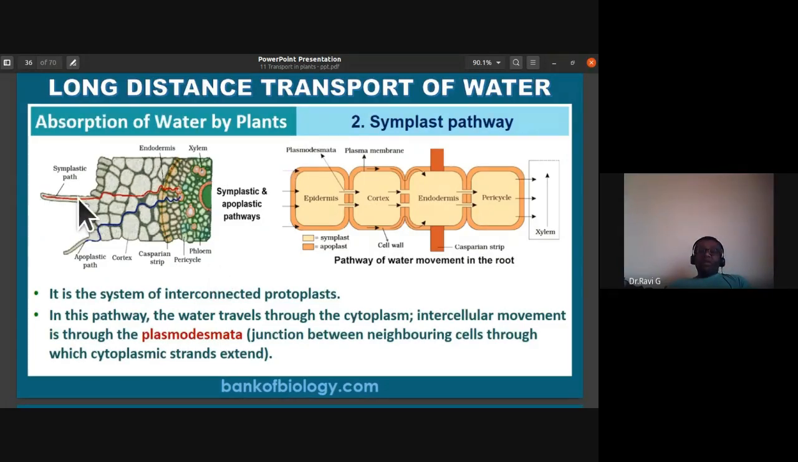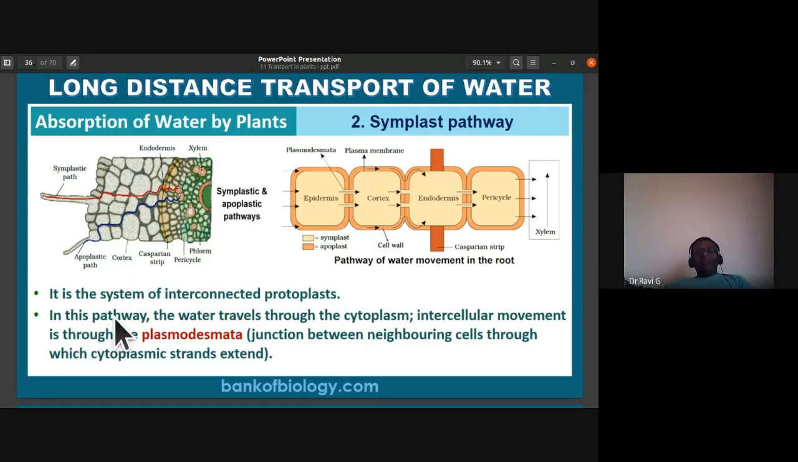The water flows, this red line indicates the symplast pathway. The water flows through the root hair and reaches into the cortical cells. It flows through the membranes of the cortical cells, through the plasmodesmatal connections, and finally it enters into the endodermis through the protoplast or plasmodesmatal connections. It enters into the pericycle through the plasmodesmatal connections, and finally the water reaches the xylem vessels.